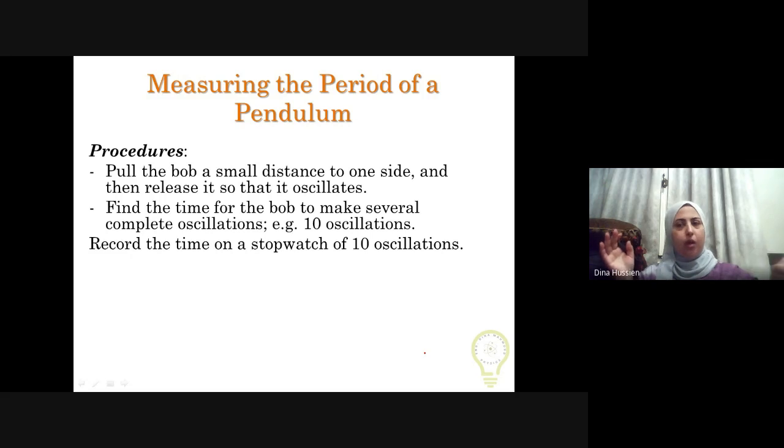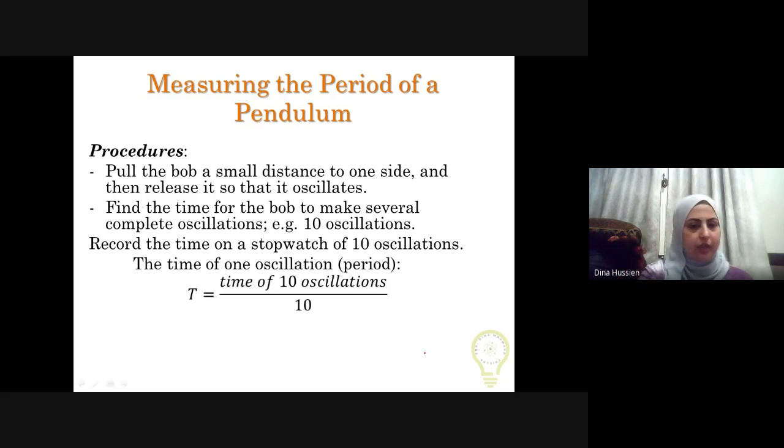يبقى دي كده 1 2 3 وعد 10 oscillations. يبقى this is and then press stop. يبقى this is the time بتاع 10 oscillations. بعدين أعمل إيه؟ يبقى time of one oscillation إن أنا هديفايد التايم اللي أنا جبته اللي هو time من على الريدنج time of 10 oscillations by 10.